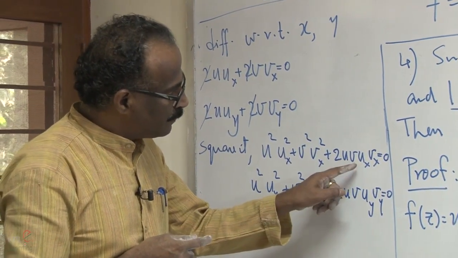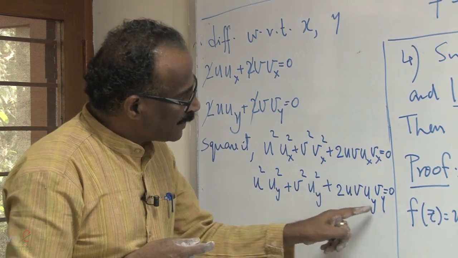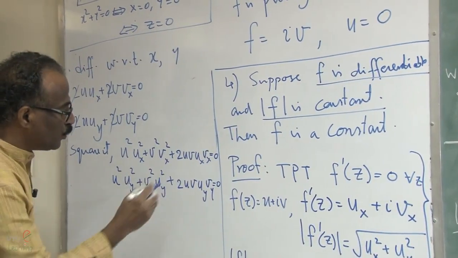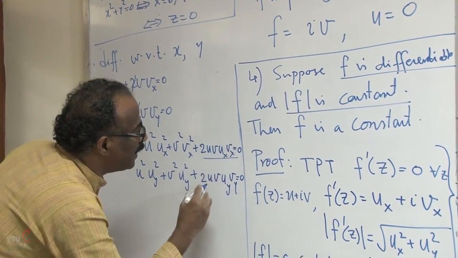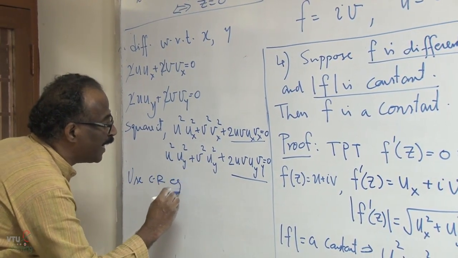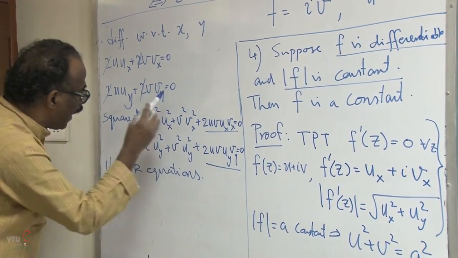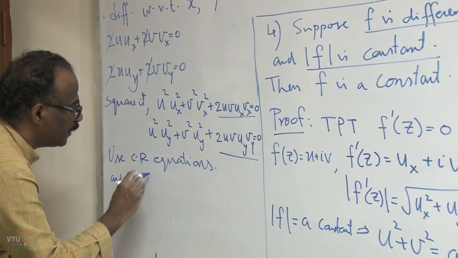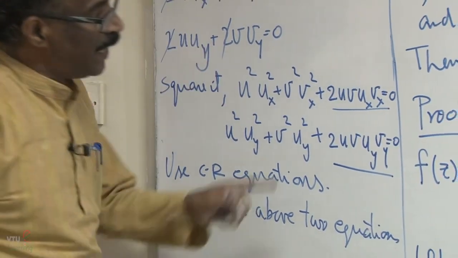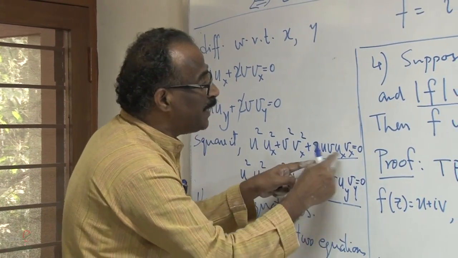If you look at these two terms, ux equal to vy, vx equal to minus uy. So these two terms are same except for a sign change. That is due to the Cauchy-Riemann equations, and you are given f is differentiable. So using CR, this equation is the negative of this equation. So use the Cauchy-Riemann equations. I will not do the entire algebra here because that is time consuming, which you can do. If I use Cauchy-Riemann equations and add the above two equations, these two terms will get cancelled, because they are similar terms except for a sign change, hence this term will be the negative of this term.